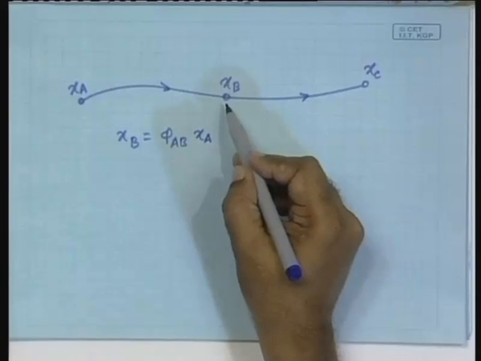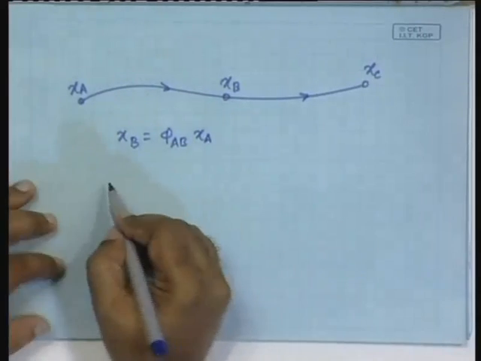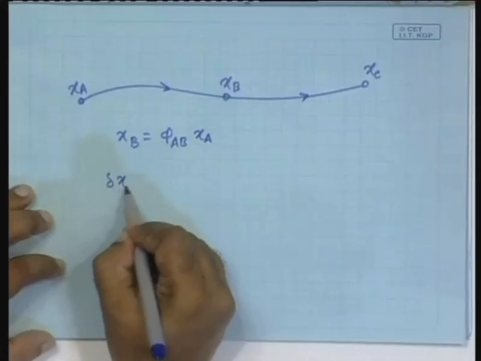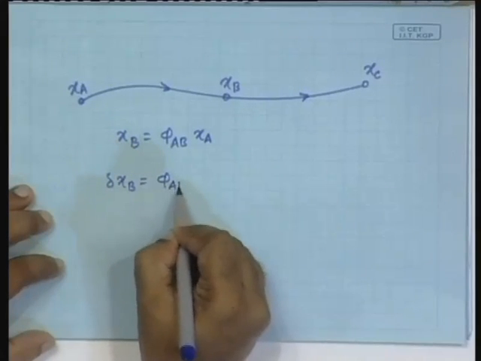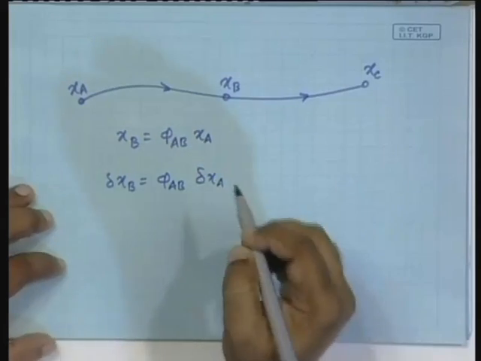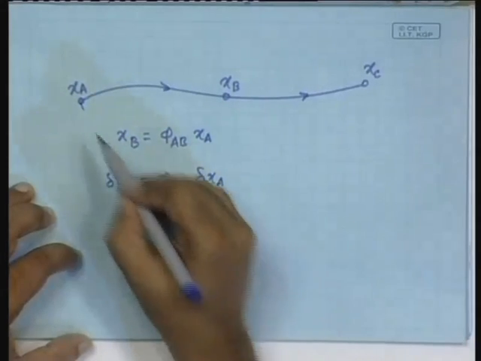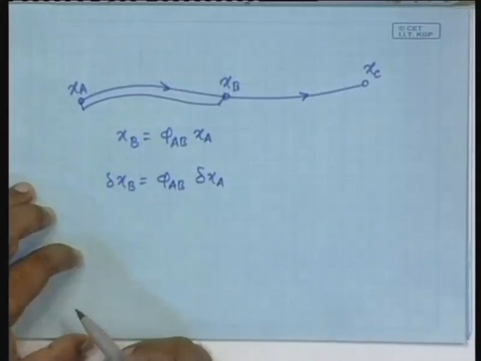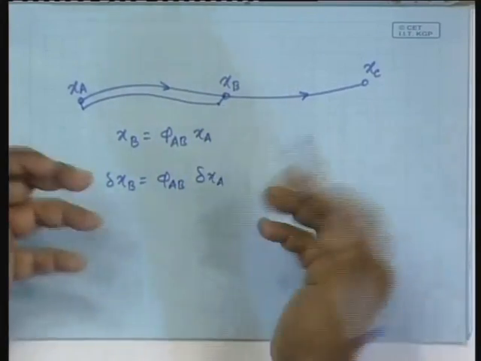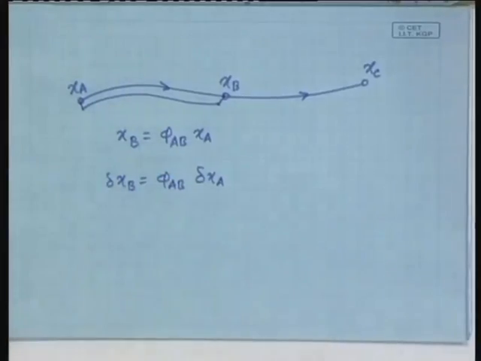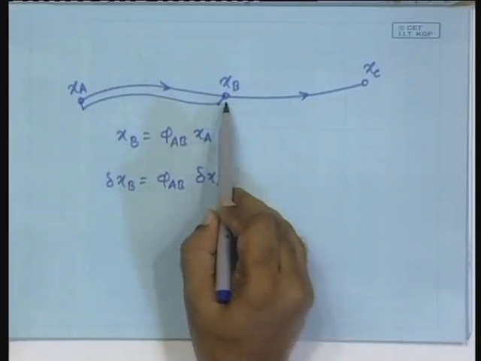Okay, fine. And if you can write that, then you can also write delta x b is equal to phi a b delta x a. Means, if you perturb the state and the perturbation travels, then the perturbation at this point is also related to the perturbation here by the state transition matrix. So, state transition matrix not only relates the initial state to the final state, but also it relates the perturbation from the initial state to the final state.